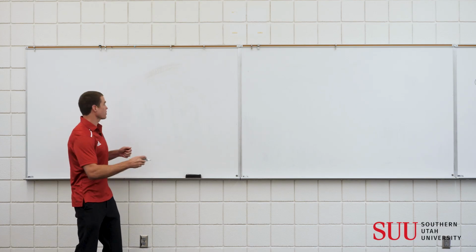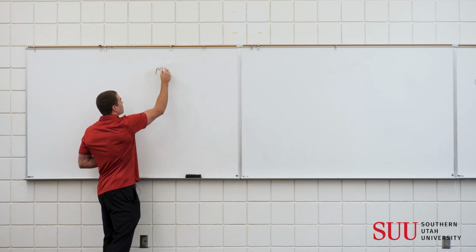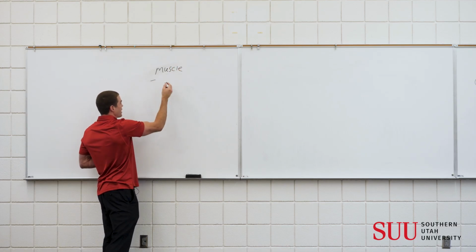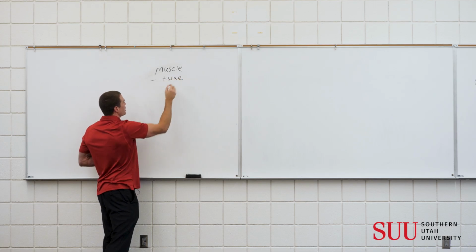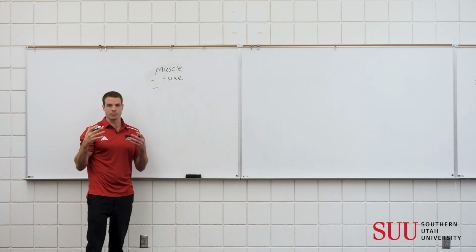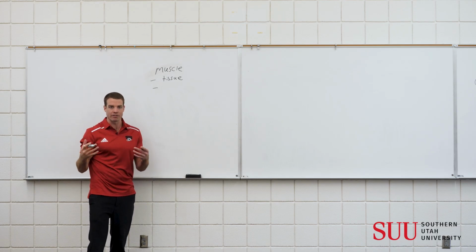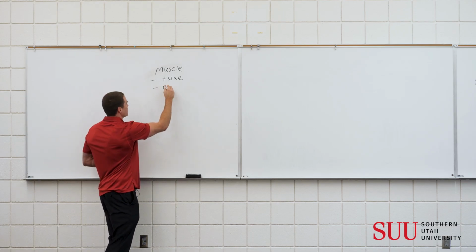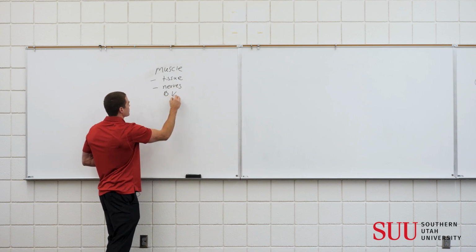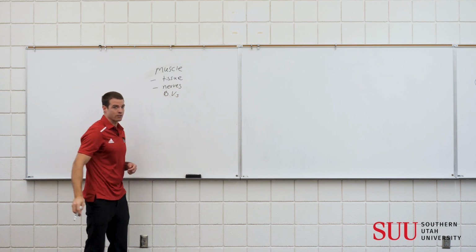And the muscle itself, okay, our muscle, what is inside of the muscle? So you have the actual muscle tissue, okay? You have the muscle tissue, but it also has a number of other things. For example, you have your nerves and your blood vessels, okay?